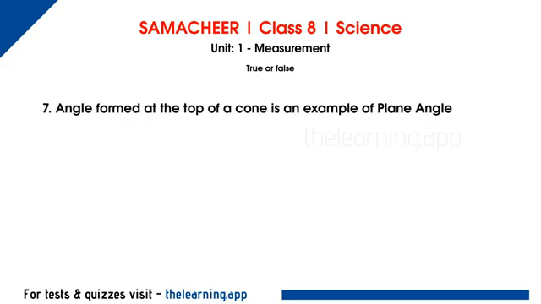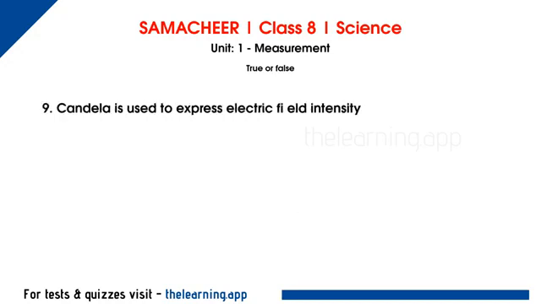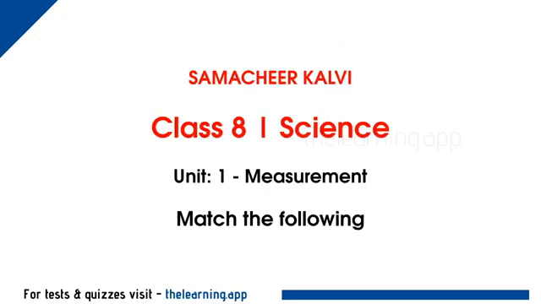Question 7. Angle formed at the top of a cone is an example of plane angle. Correct answer is false. Question 8. Quartz clocks are used in GPS devices. Correct answer is false. Question 9. Candela is used to express electric field intensity. Correct answer is false. Question 10. The number 4.582 can be rounded off as 4.58. Correct answer is true.